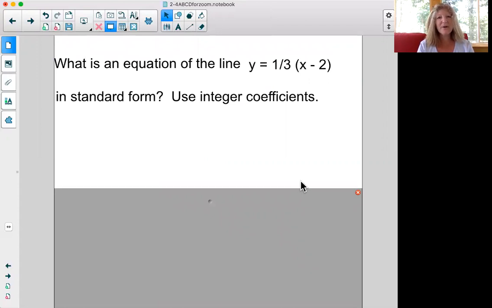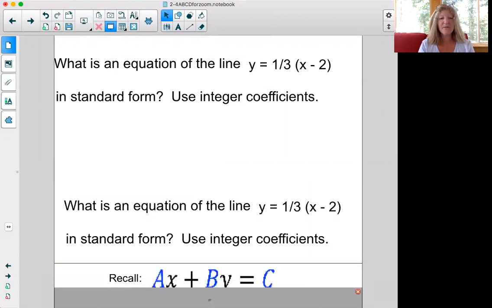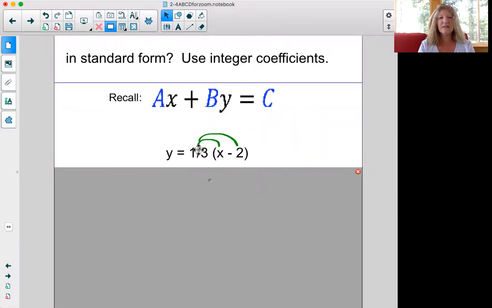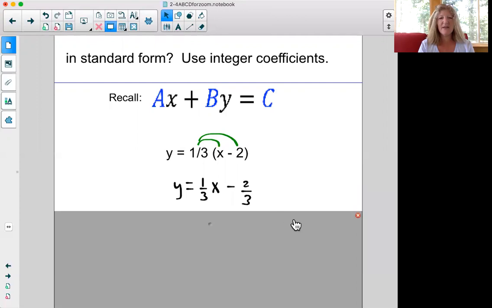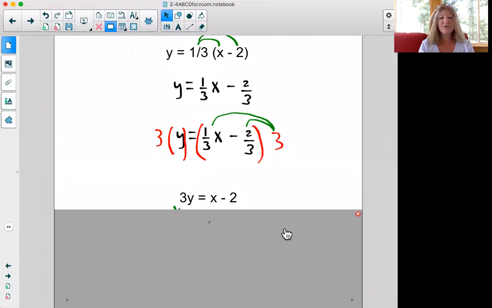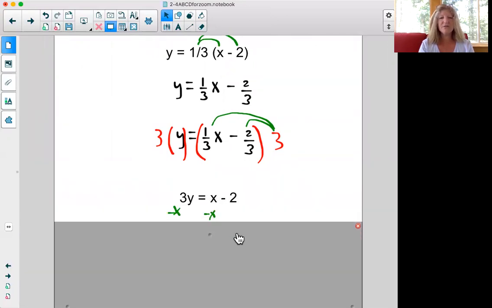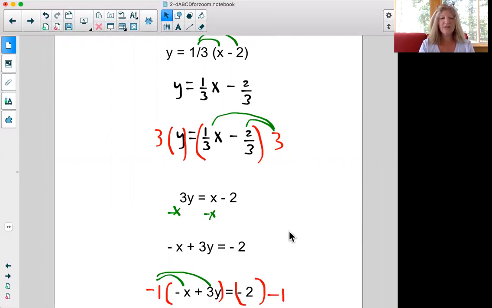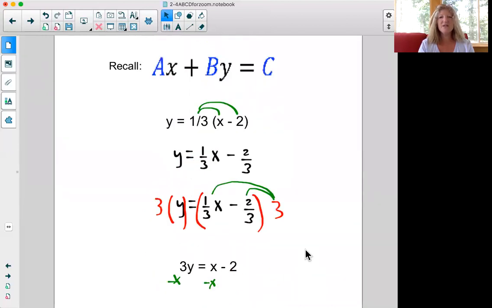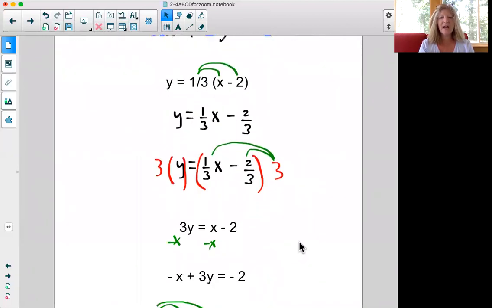So pause, practice on your own paper, and then press play for the solution. If I want to get this into standard form, I first have to recall what standard form looks like, and then I take what I'm given. I can distribute. I can then multiply everything by 3 to clear those fractions, because denominators are 3. If I multiply by 3, I don't want them to be fractions, I want them to be integers. And then I would just have to subtract x from both sides. If you'd like, you can also multiply everything by negative, start off with a positive integer, and this is standard form. So this line that we started with is the exact same line.